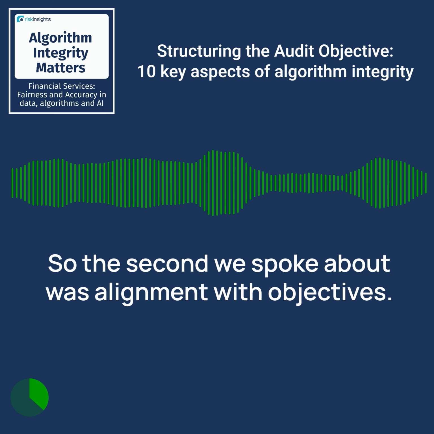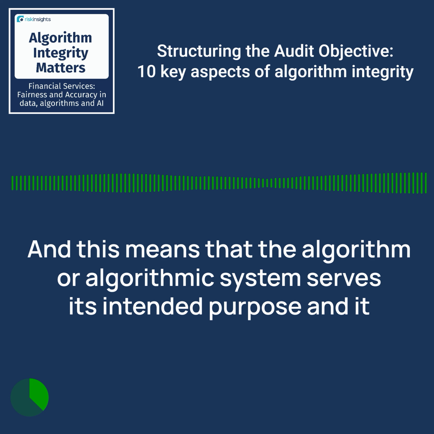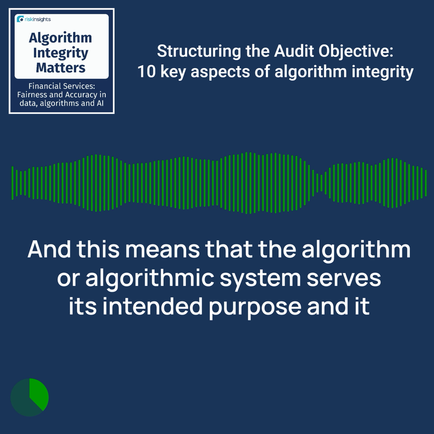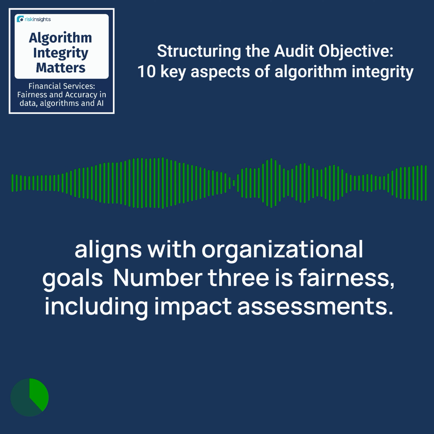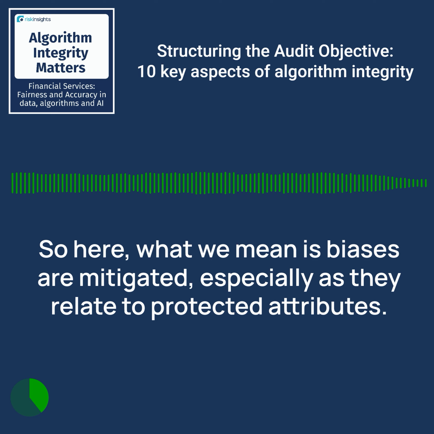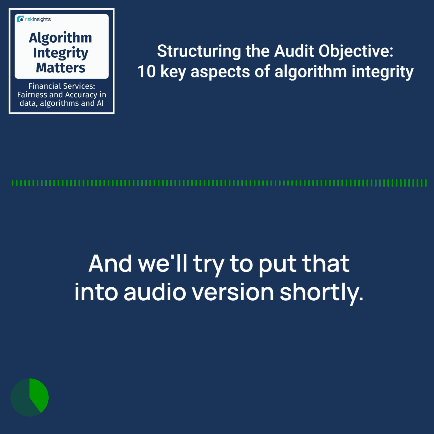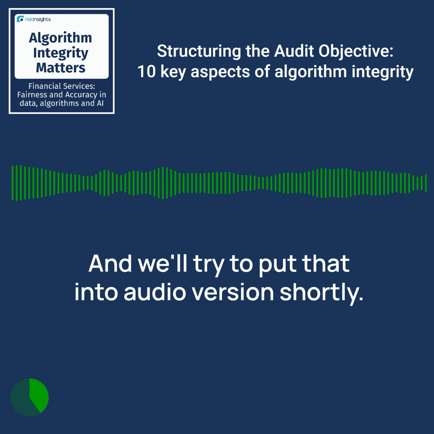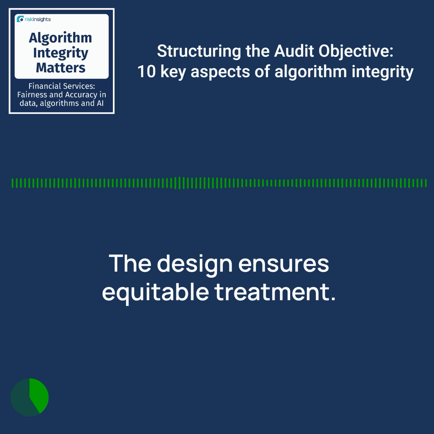So the second we spoke about was alignment with objectives. And this means that the algorithm or algorithmic system serves its intended purpose and it aligns with organizational goals. Number 3 is fairness, including impact assessments. So here what we mean is biases are mitigated especially as they relate to protected attributes. And there's a link to another article where protected attributes are discussed, and we'll try to put that into audio version shortly. The design ensures equitable treatment.